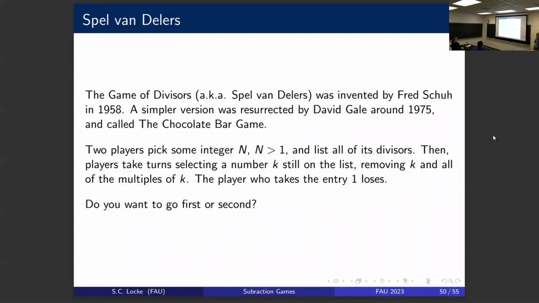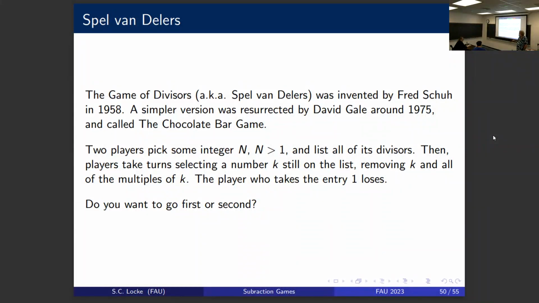Game of Divisors is an old game. Came out in 1958, and then nothing happened till like 1975 when Martin Gardner put it in Mathematical Games, and then people got interested in it. But it was a smaller version of it. You pick an integer and you list all of its divisors, and then at any turn, you take any number that's still on the list, you cross it out and all of its multiples. And if you take the number 1, you lose. So you're taking numbers on the list, till the list gets down to just the number one, and now you lose. So who wins?